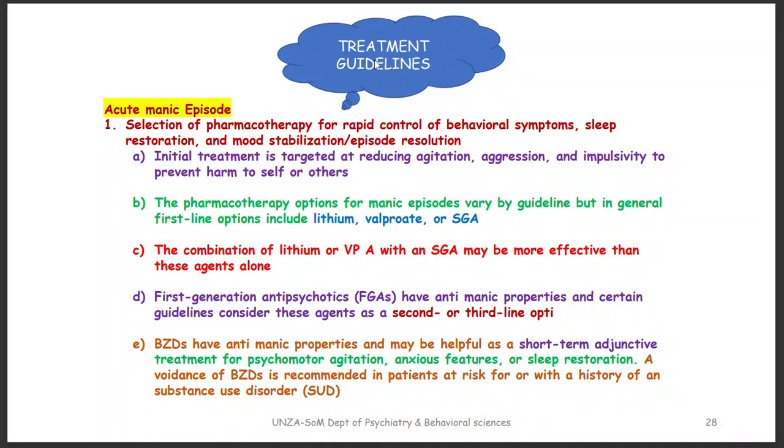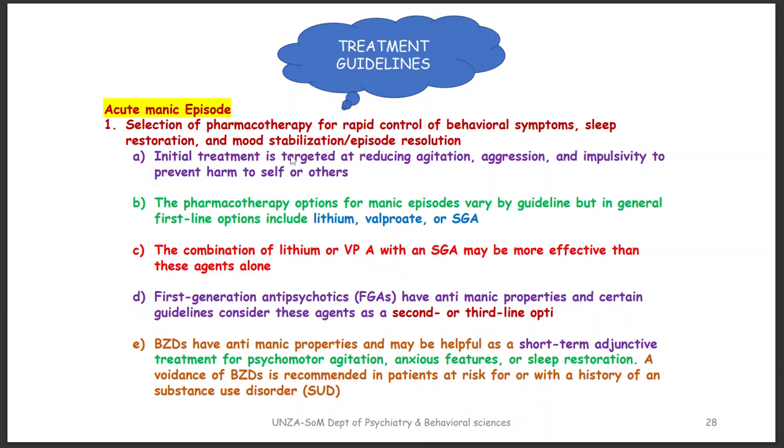So, what are the guidelines? I've seen one question in the exam where they've just said it's an essay question. Give the treatment guidelines for the manic phase of bipolar disorder. So, for the treatment guidelines for acute manic episode, the selection of pharmacotherapy for rapid control of behavioral symptoms, sleep restoration, and mood stabilization has to occur. So when you are getting a drug, what you want to do is to help with the behavior. Like mania, someone is too elated. They're not behaving normally. You want to at least restore the behavior, restore sleep, and stabilize the mood. That is the aim of treatment.